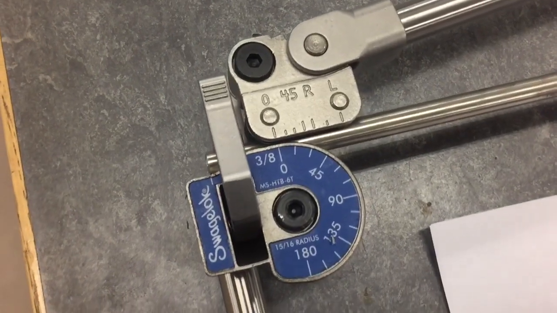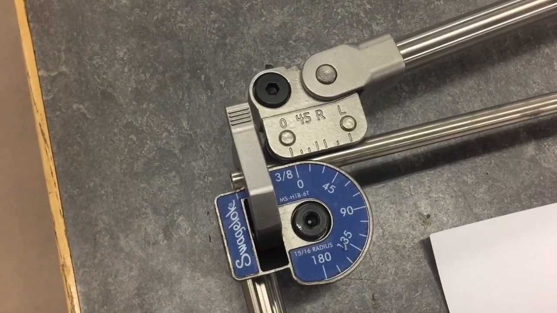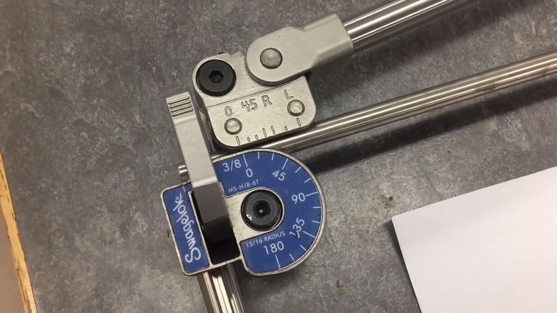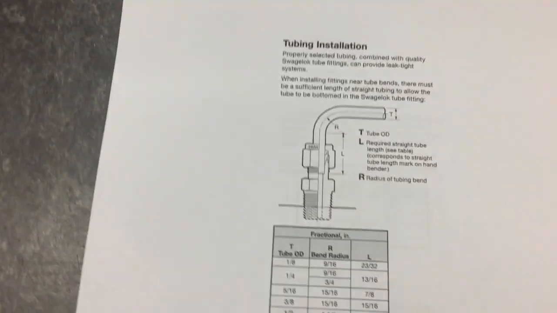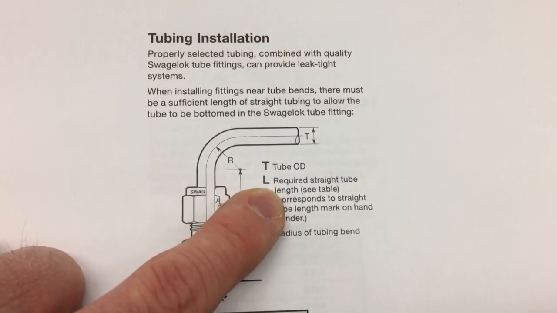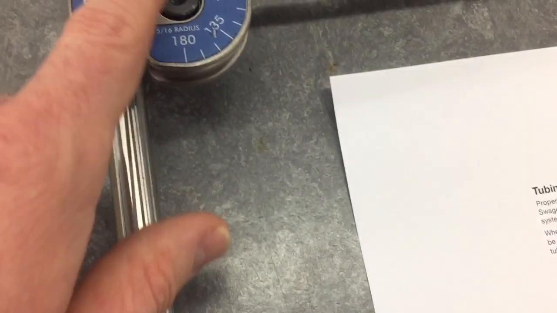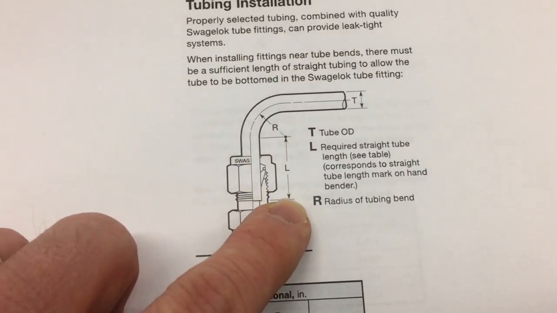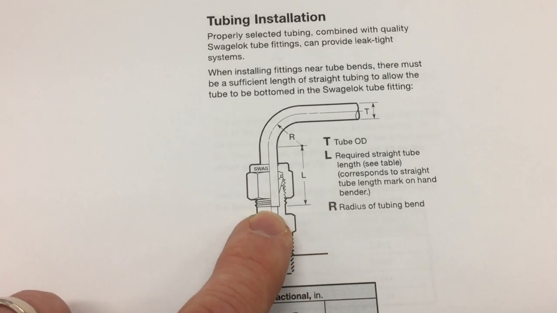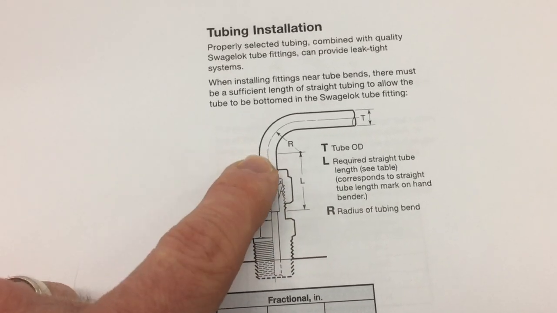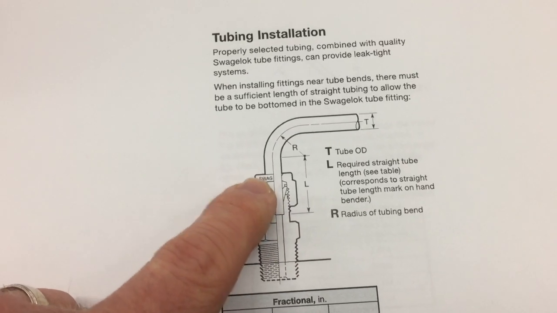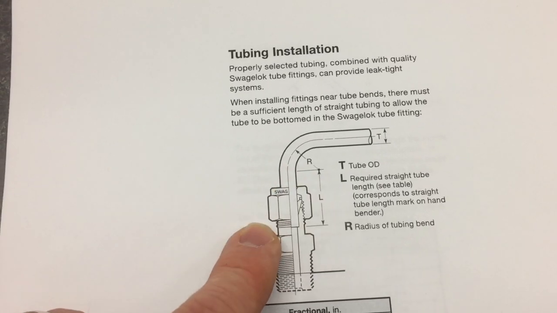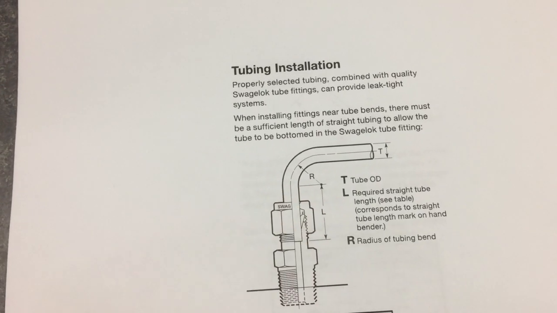Some things that I wanted to point out. One of the really important things for ensuring that our tubing will be able to install into our fitting correctly is to ensure that we have the required straight tube length. If you look at this diagram here, L represents the required straight tube length. We need to make sure that we have enough straight tube length to go into our compression fitting, so that when we tighten this down, our nut and ferrule isn't trying to clamp down on crooked tubing, right? We want to have this nice straight tubing going in.